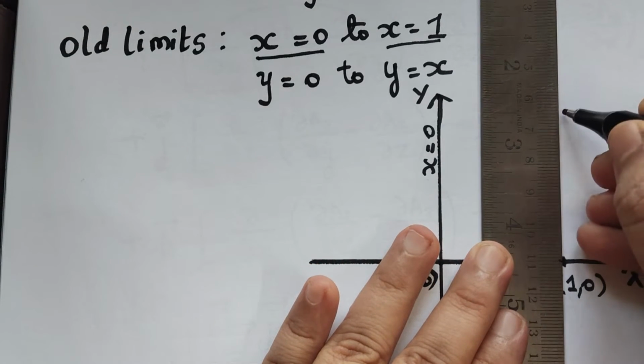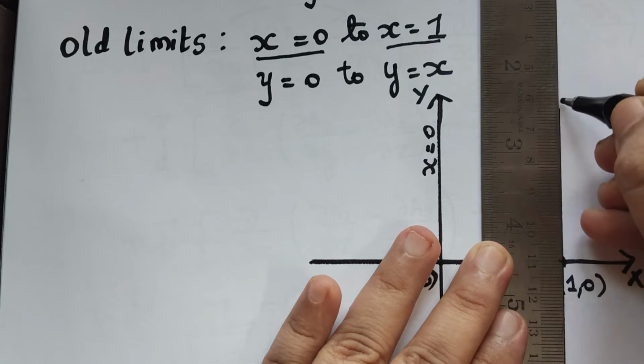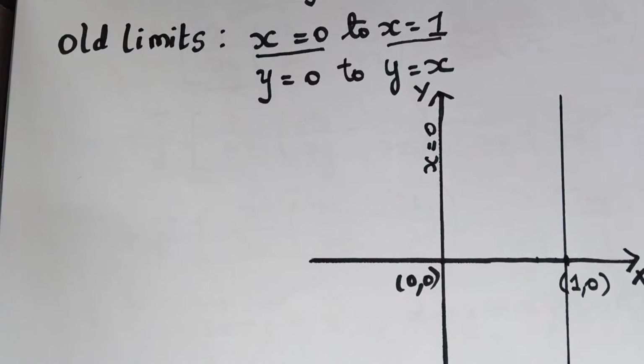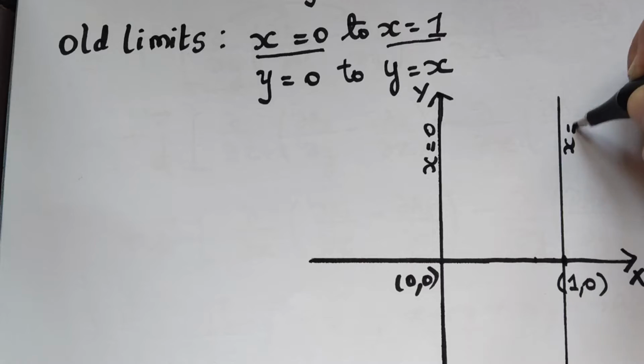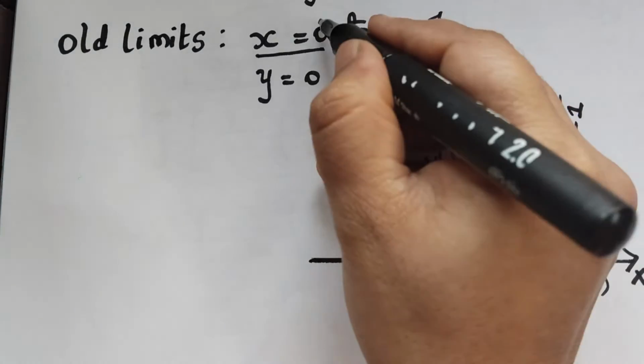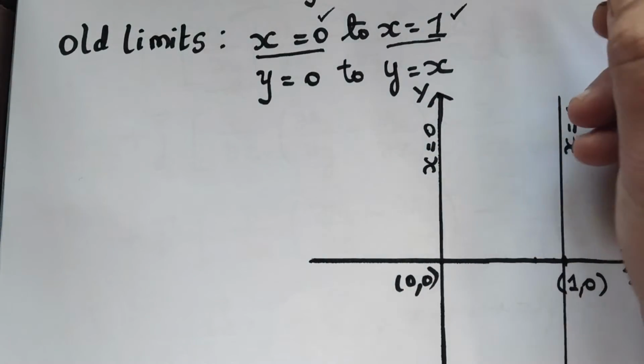So let me draw the line. So this is the line x is equal to 1. So we are done with x equal to 0, the line x equal to 1.